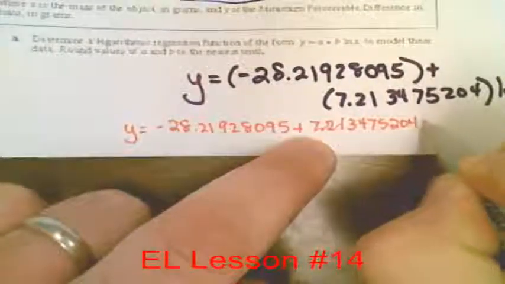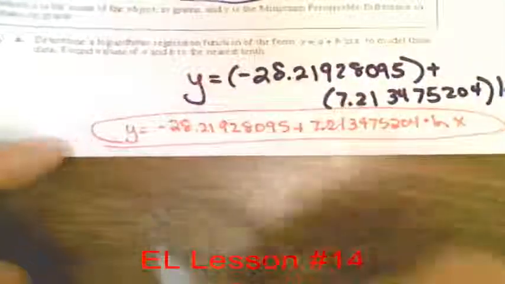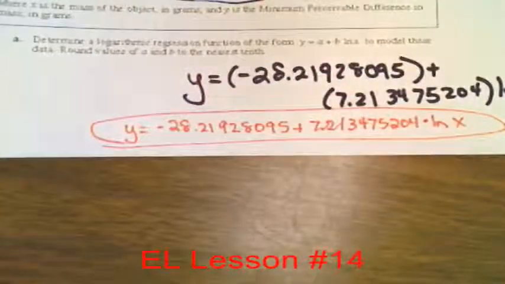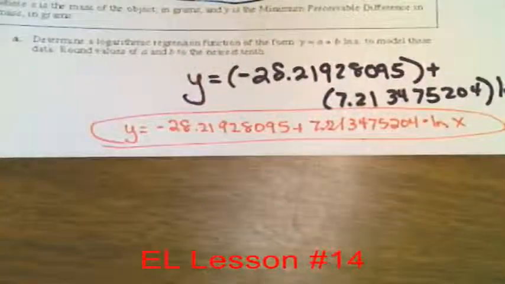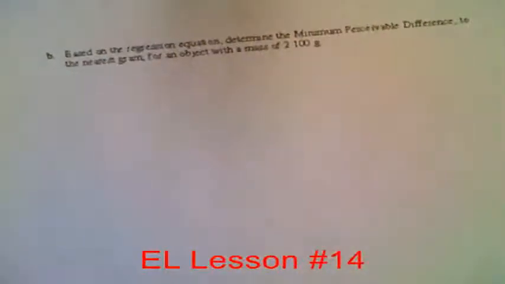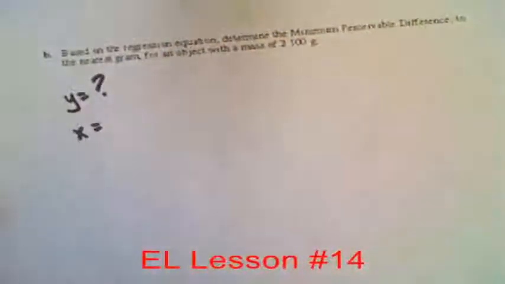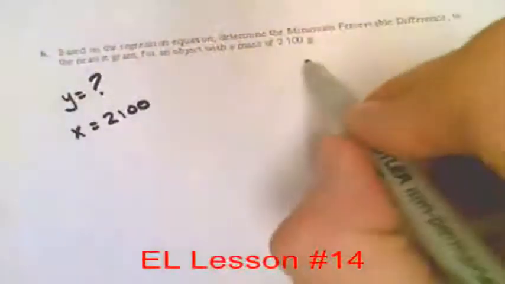I'm going to get that y is equal to negative 28.21928095 plus 7.213475204 times the natural log of x. That's what it's giving me. That's my equation. And from there I could use it, keeping in mind that my y is my minimum perceivable difference, my x is the mass in question. So from there I could do all sorts of questions.